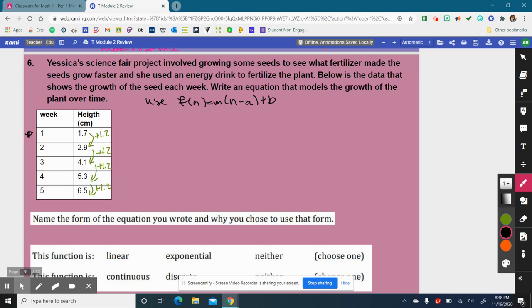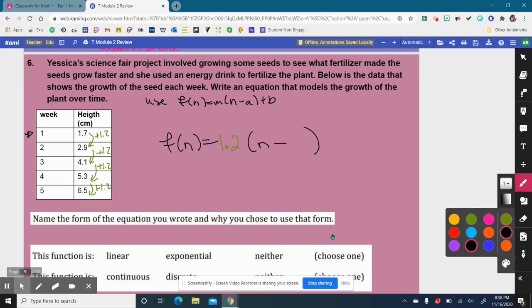So when I write my equation out, I get f of n is equal to, well, we're increasing by 1.2, parentheses, n minus, well, I always like to start with my start value here. So n minus 1, because we started at week 1 rather than week 0. And its partner in crime is this 1.7. So I put plus 1.7 in the back. And that's my final answer.